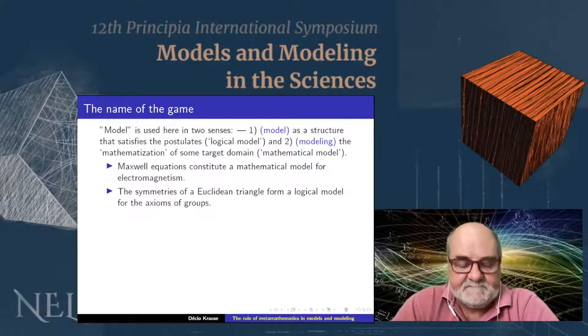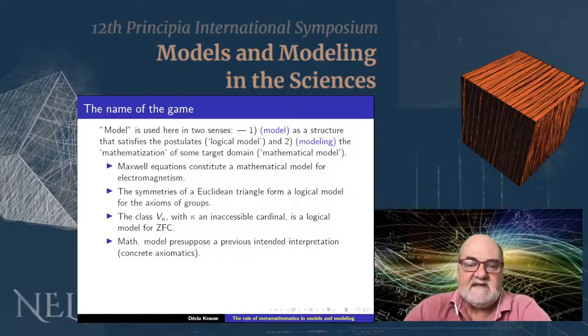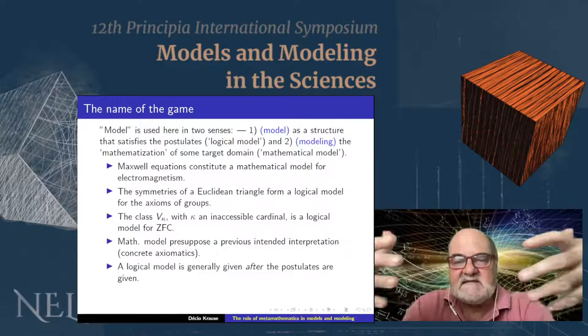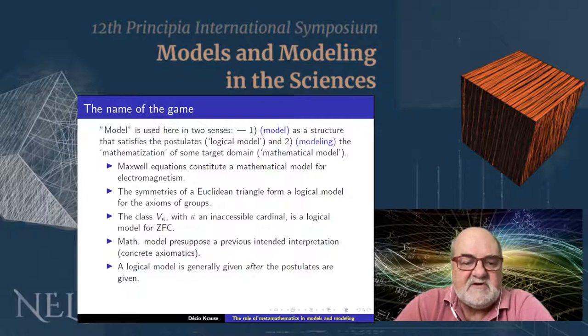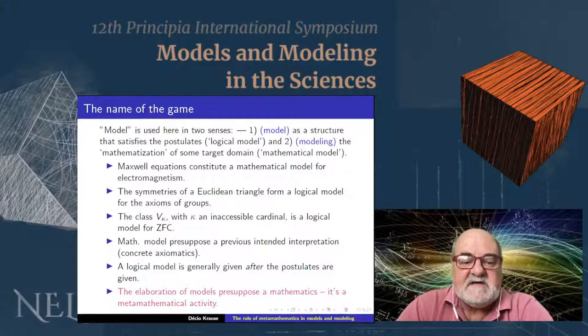And so is the class V_κ, where κ is an accessible cardinal, a logical model for Zermelo-Fraenkel with the axiom of choice. That is, mathematical models, whenever you are mathematizing or modeling a certain domain of knowledge, presuppose an intended interpretation. So in Hilbert's sense, perhaps you could call them the concrete axiomatics. But a logical model is generally given after the postulates of a theory have been given. These are the differences I would like to enlighten. The elaboration of a model, in whatever case, presupposes a mathematics. It's a metamathematical activity.